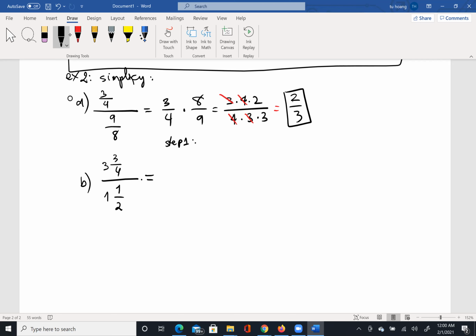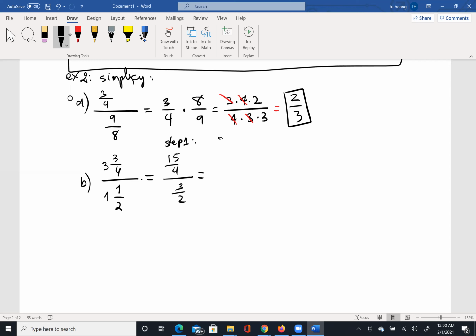So I have to change this, this kind of what's it called? Combination, mixed fraction, to become a single fraction. So 3 times 4 plus 3 is 12 plus 3, which is 15. 15 over 4 for the top, divided by 1 over 2. 2 times 1 is 2, plus 1 is 3. 3 over 2 at the bottom. And that's step 1 done.